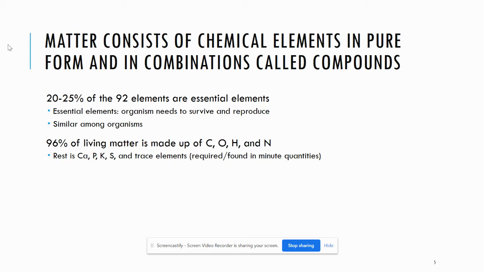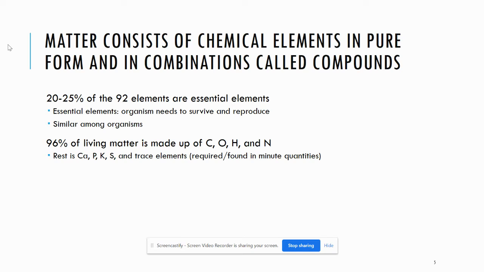20 to 25% of the known elements are considered essential elements. That means that organisms have to have them in order to be able to survive and reproduce. We notice that the percentages of those essential elements will be similar among organisms.